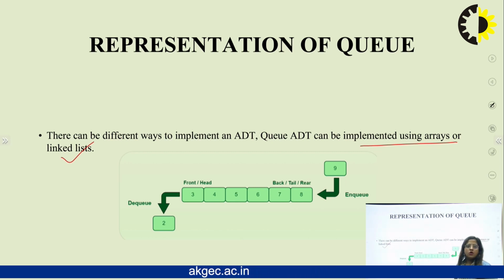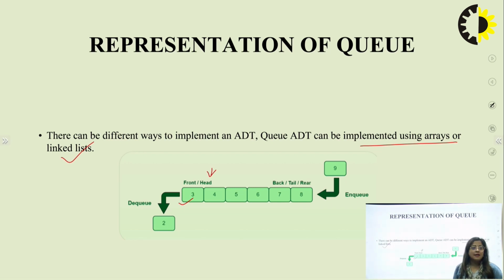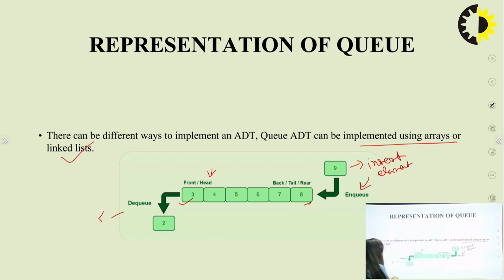What is the front and what is the end? The front is the first element inserted. This is 3, inserted first, so it is your front, also called the head when you use a linked list. The last element, 8, is the rear. Now you apply both operations, enqueue and dequeue. Enqueue is used at the rear to insert an element, and dequeue is used to remove or delete an element.